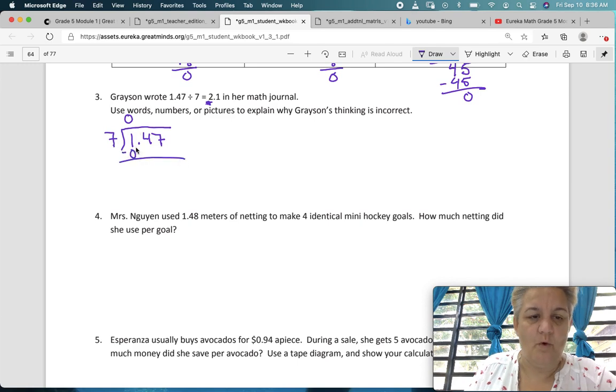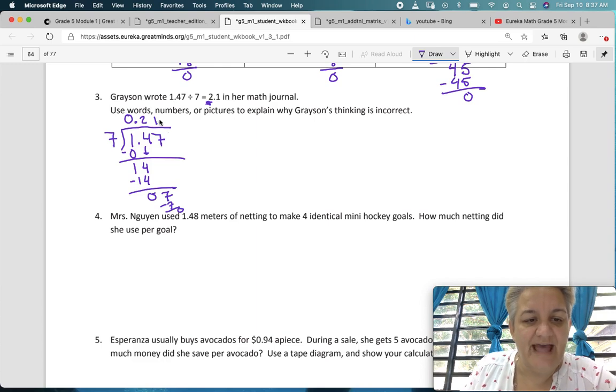Now we have 1 and 4 tenths. Now we have 14 tenths. 7 goes into 14 tenths 2 times. 2 times 7 is 14. We have 0 left with 7. 7 goes into 7 hundredths 1 time. 1 times 7 is 7. 0. So the actual answer is 0 and 21 hundredths.